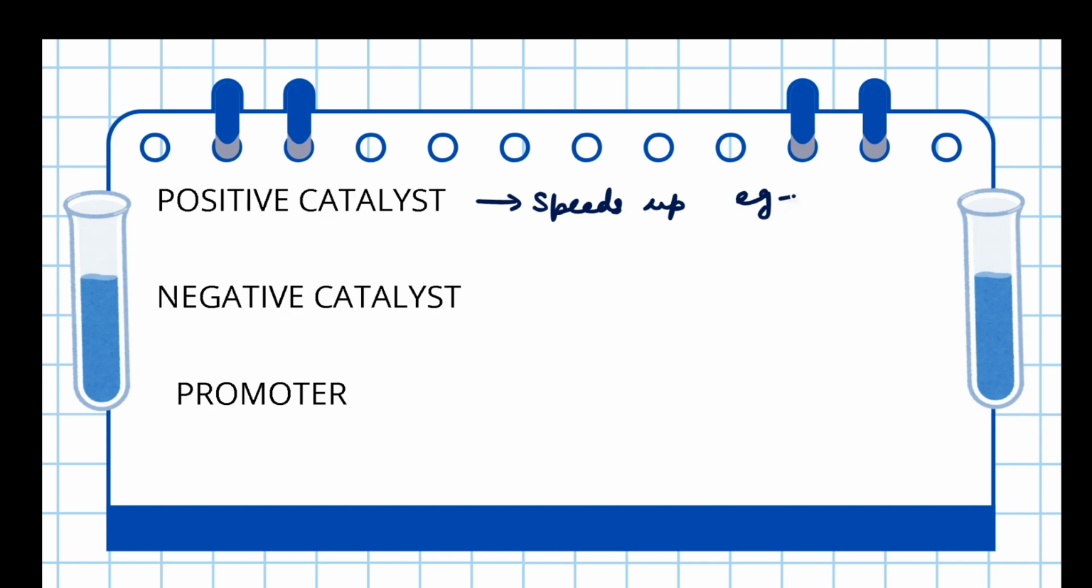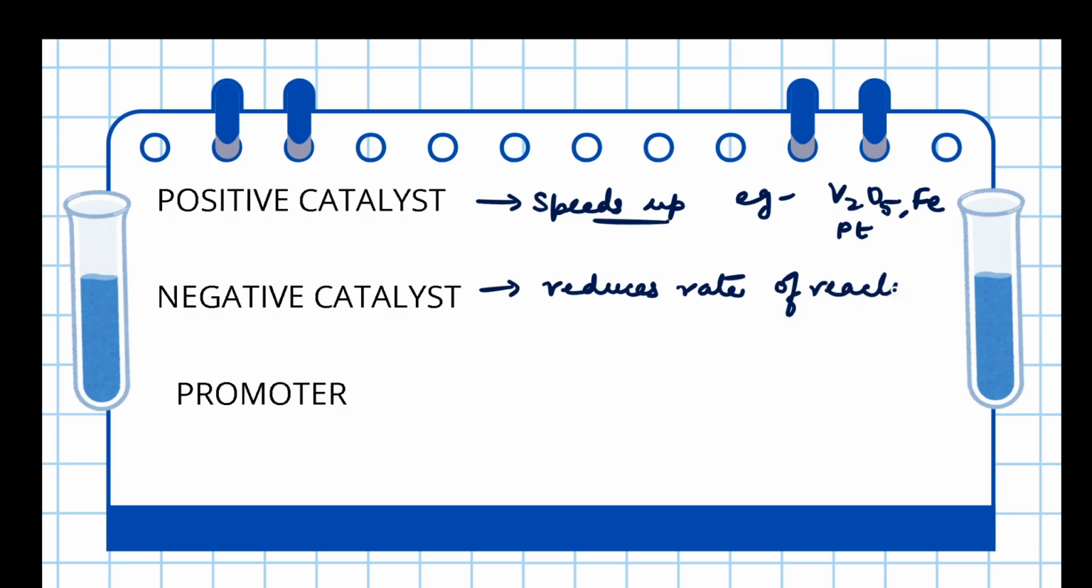Examples are all the above reactions which we saw. The catalyst we saw was vanadium pentoxide, then we saw the catalyst iron, and then we saw the catalyst platinum. All these will speed up the given chemical reaction. And what is a negative catalyst? It reduces the rate of reaction.